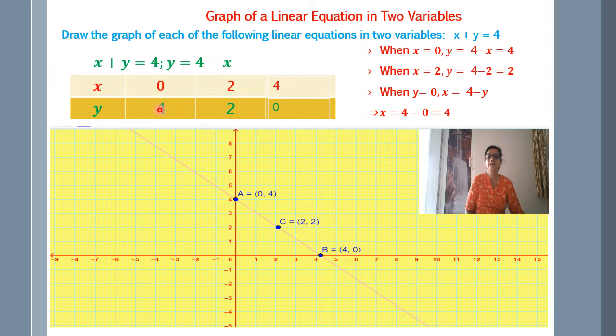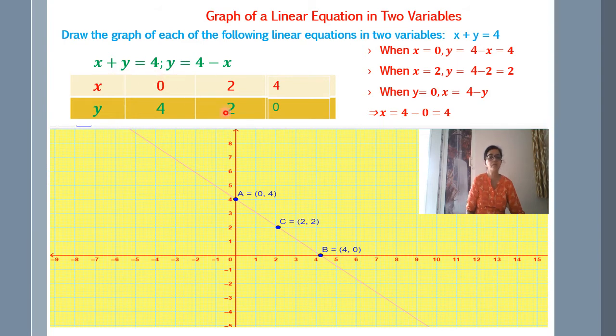The next part is the third column, where I have taken y is equal to 0. So I get x is equal to 4. This I have done in the first equation. I replaced y with 0, so I got x is equal to 4. So third, I got two pairs of coordinates. One is 0, 4 and another is 4, 0.